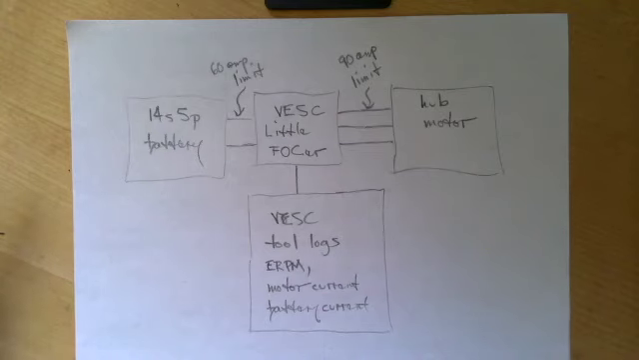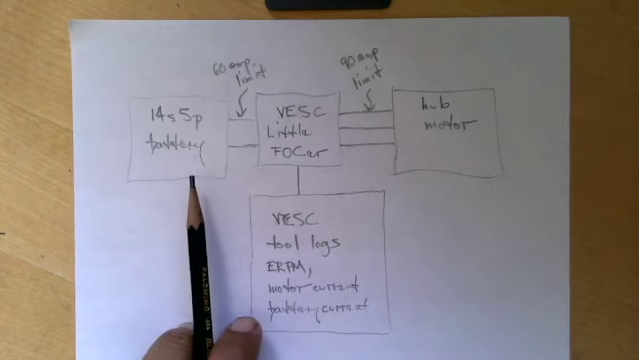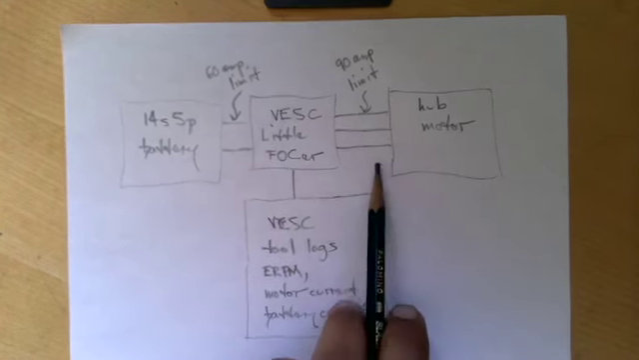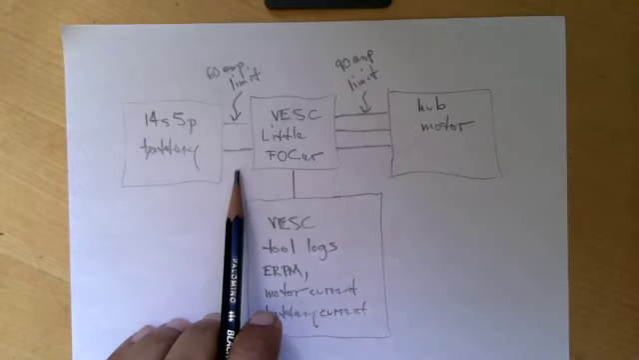This video shows how the motor and battery currents are related to the speed and acceleration of a light electric vehicle. The bike I'm riding has a hub motor, a 14S 5P battery, and a little Fokker controller. I've set the motor current limit to 90 amps and the battery current limit to 60 amps.